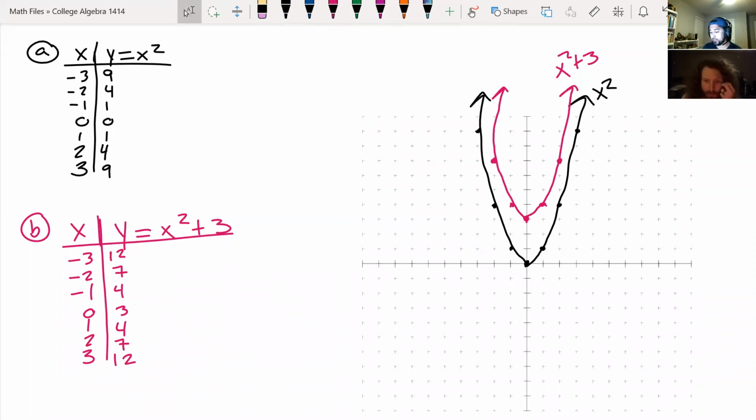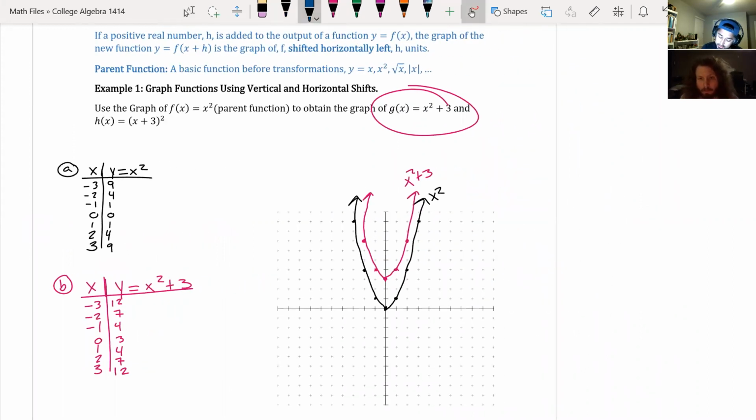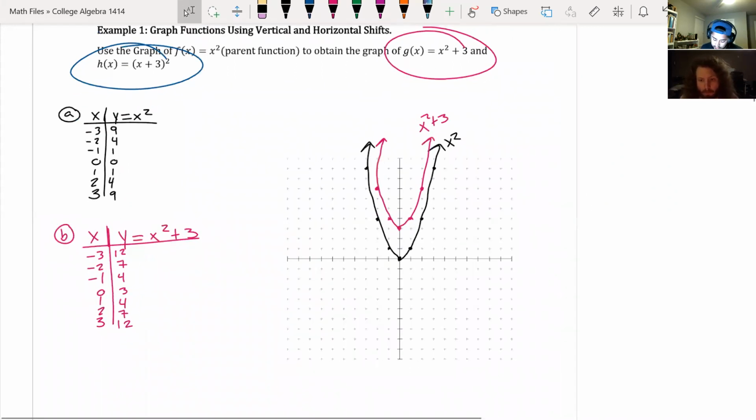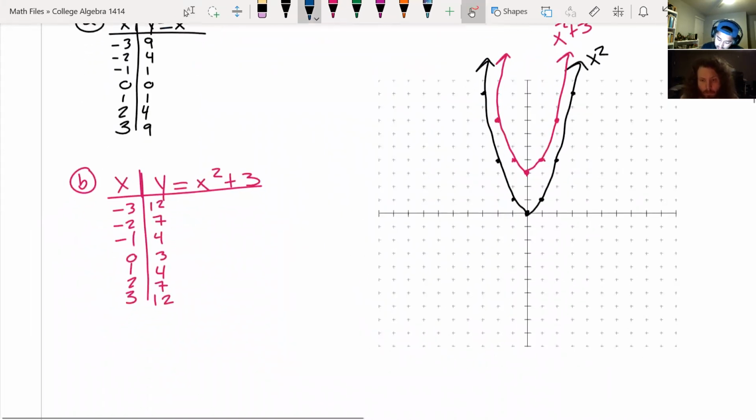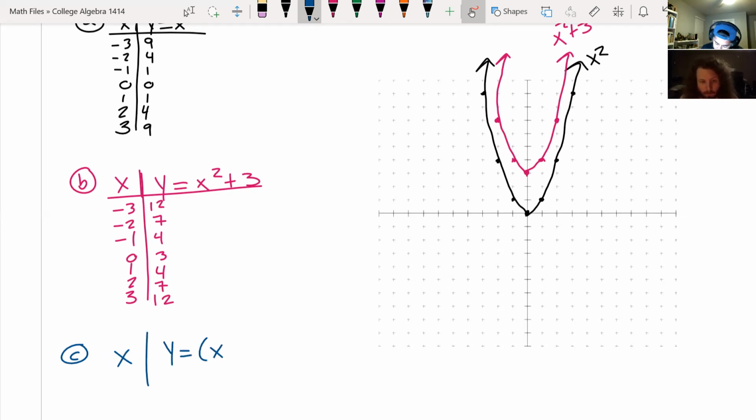Now let's graph the last transformation that they give us, which is x plus 3 squared. And this is going to be our horizontal shift, but which way? Would it be to the left? Good. So actually, I'm going to do this. x and y equals x plus 3 squared. So now you have a horizontal shift to the left.